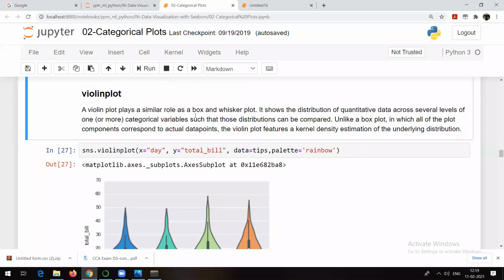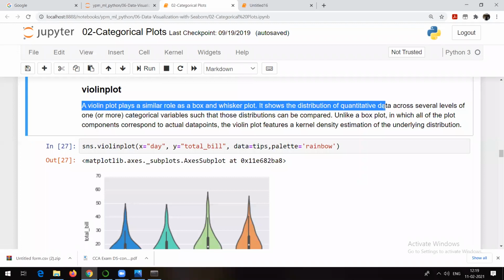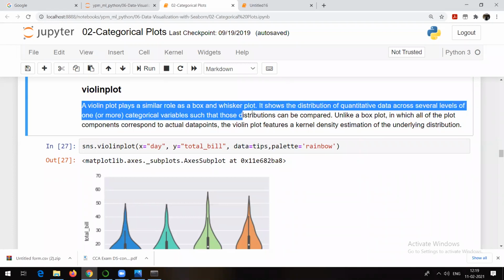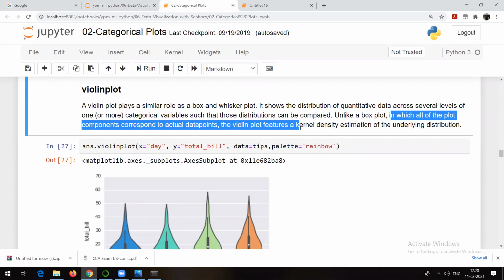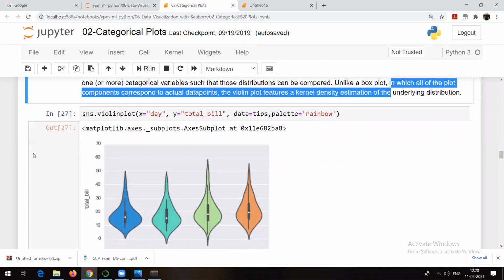A violin plot plays a similar role as a box and whisker plot. It shows the distribution of quantitative data across several levels of one or more categorical variables, such that those distributions can be compared. Unlike a box plot, in which all of the plot components correspond to actual data points, a violin plot features a kernel density estimation. The basic point here is that a violin plot helps you understand the distribution of the data, right? For example, day and total bill.